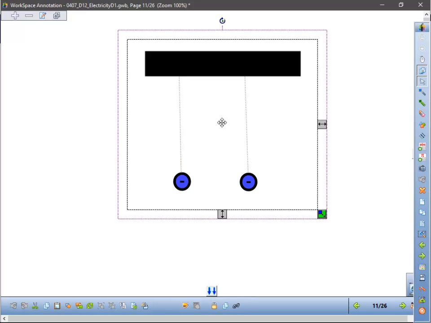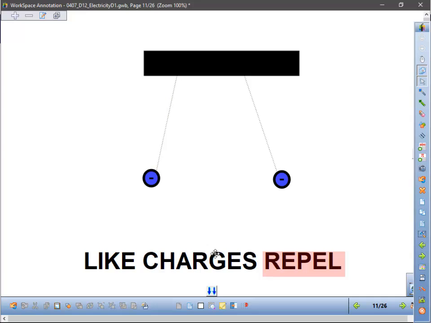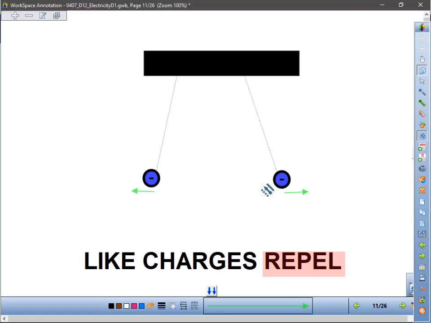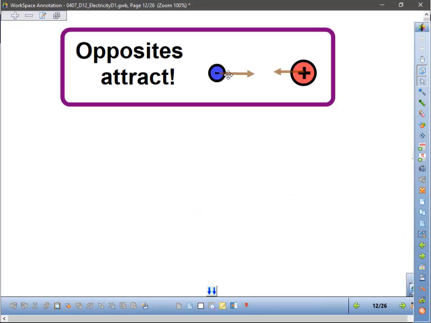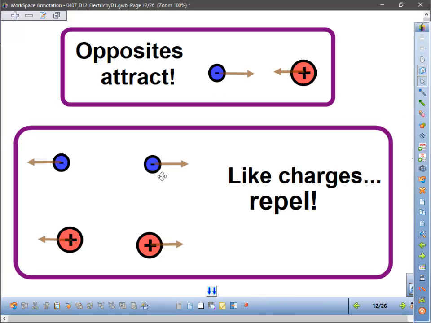Well, what we know is they will do the opposite. What scientists know is that like charges repel. These charges are alike. They're both negative, so they repel away from each other. These guys will repel this way. Opposite charges attract, pluses and minuses will attract towards each other, and like charges repel from each other. Opposites attract, so this plus and minus will come towards each other. Like charges repel, so a negative will repel a negative, and a positive will repel a positive.